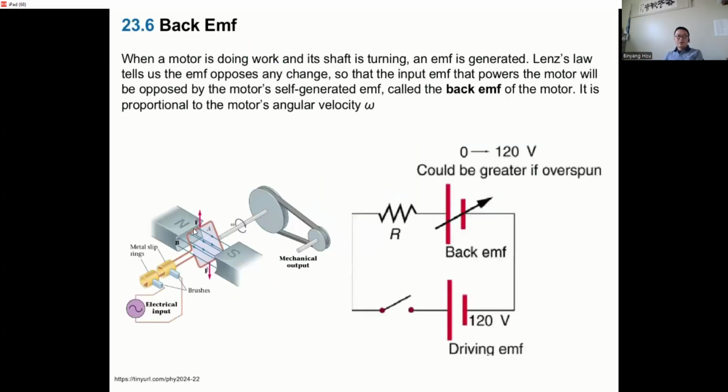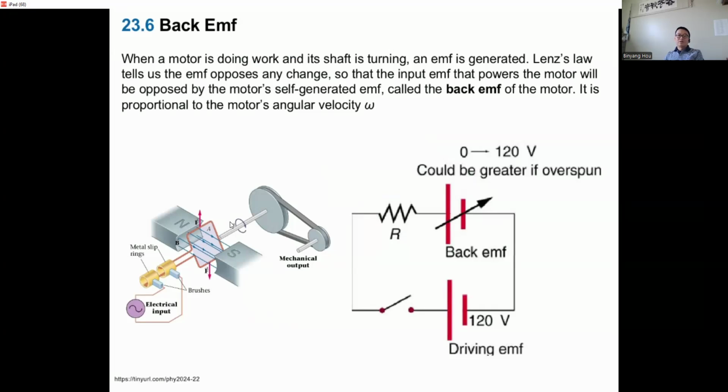And if you have that coil spinning in the magnetic field, this will make the flux through the coil change, because the angle between the B field and the normal direction of the coil is changing. So then it's like a generator again. In this case, it will produce an EMF, which will be against the input EMF. So this is called back EMF.